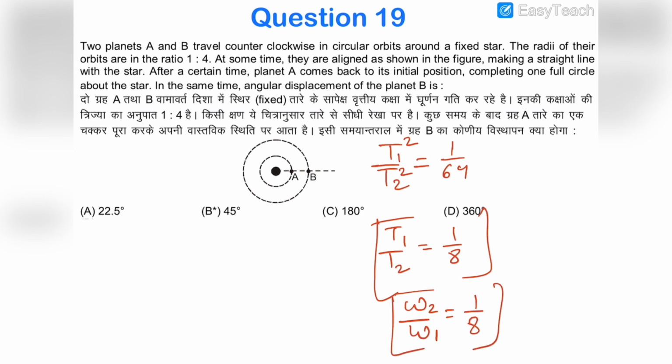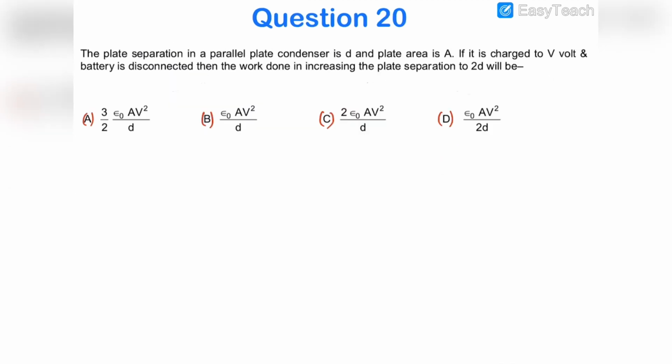So the time in which one of them has completed a full circle, the angle it covers would be 360, and 360 divided by 8 would be equal to 45 degrees. So the other planet would cover an angle of 45 degrees. So the correct answer is D. Now we move on to the next question.